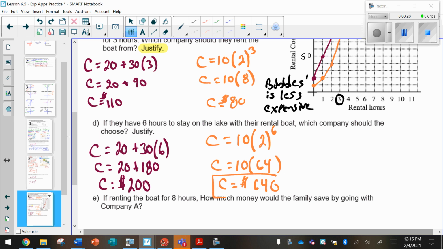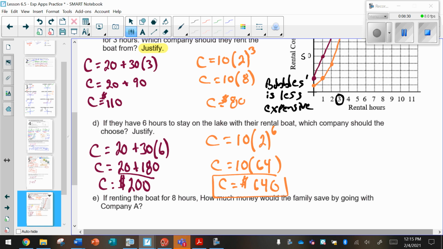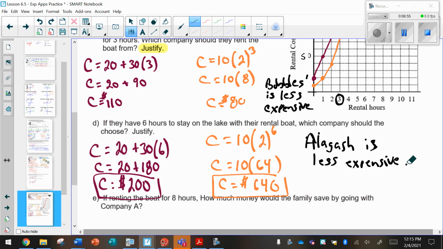That's a pretty significant change in price. So it's good to be able to do these calculations because, in a real world situation, you'll be able to figure out which company you should use depending on how long you want to be out on the boat. So this time, there we go. Allagash is less expensive.